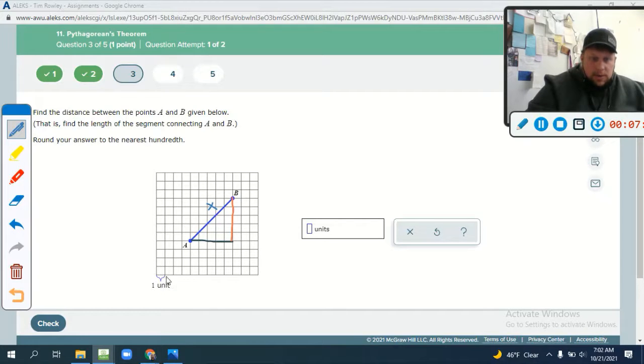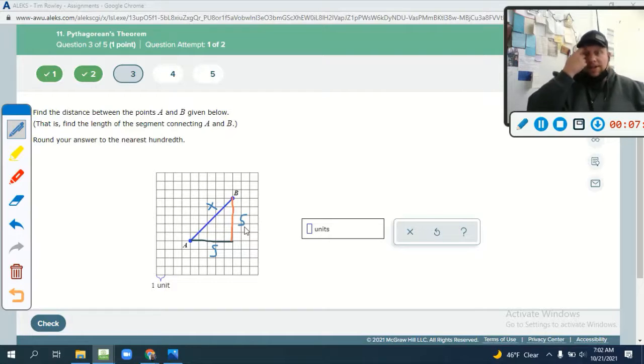What are my side lengths? Well, it says 1 unit, so it doesn't really matter. I just go 1, 2, 3, 4, 5. So this is 5. And then to go up, 1, 2, 3, 4, 5. Oh, this is also 5. So now I have my A and B.